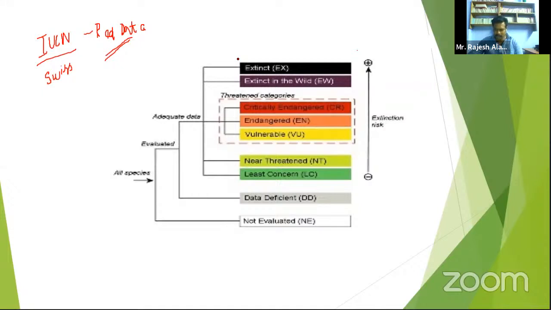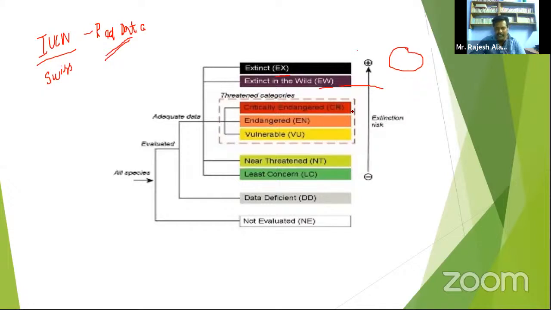So, extinct means not even a single species is present. Whereas extinct in wild, EW, symbolizes that the particular species is not present in the wild condition, say in a forest or where it originated, but it may be in ex situ conservation. It may be present in a zoo, or in any form of ex situ conservation, in captive farming.